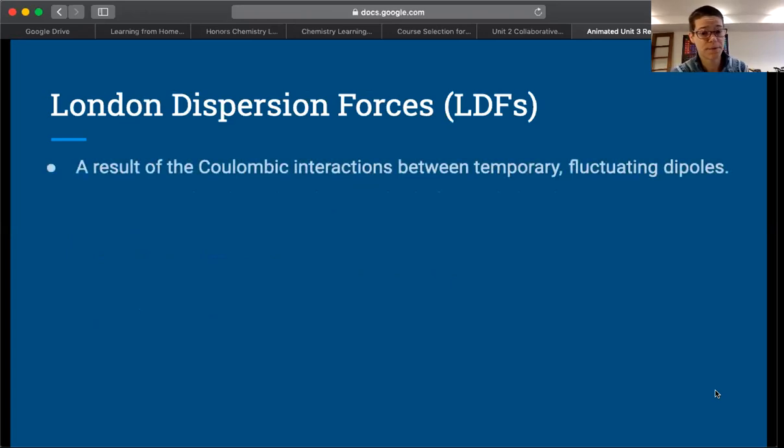London dispersion forces. These are a result of your Coulombic attractions between temporary fluctuating dipoles. So this is what we refer to as an induced dipole. You remember when we did the diagram with the sheep and they were wandering around, and if the sheep were all evenly in the field, there was no dipole, but if the sheep just kind of wandered into more one part of the field than the other, there was a temporary dipole. That's what we're talking about.